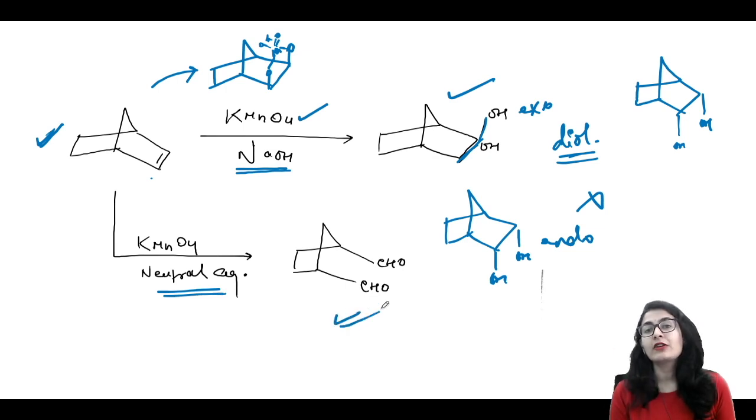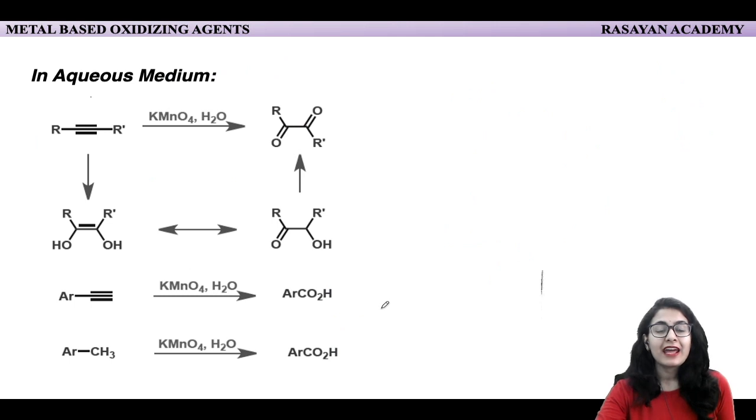it's going to break it down into dialdehyde. Okay. So that's what we have to be careful about. It's going to break it like this. Now we move onwards and we see कि aqueous medium में ऐसा क्यों होता है कि it is going to do over oxidation, right? Why does it do so?